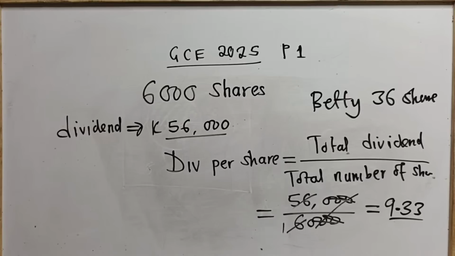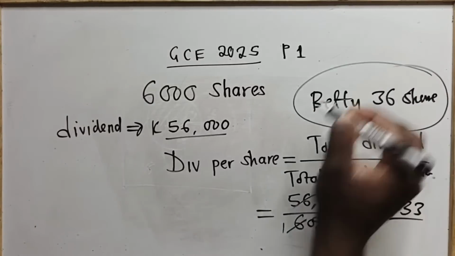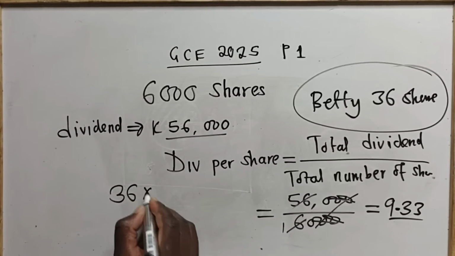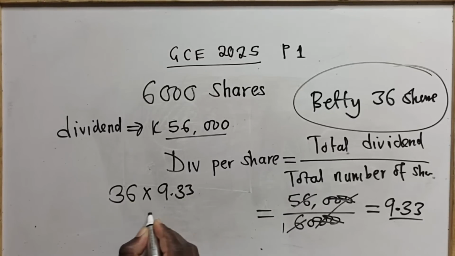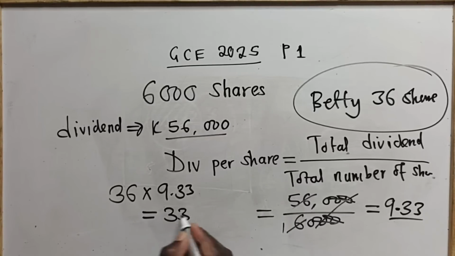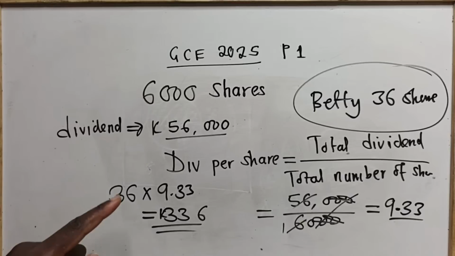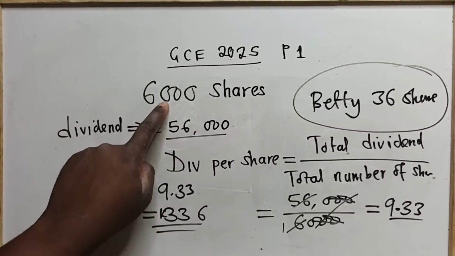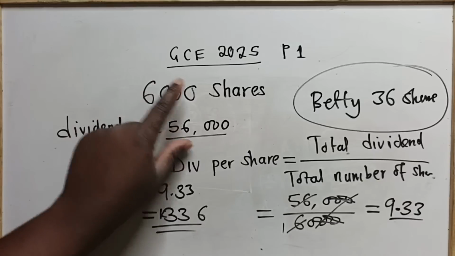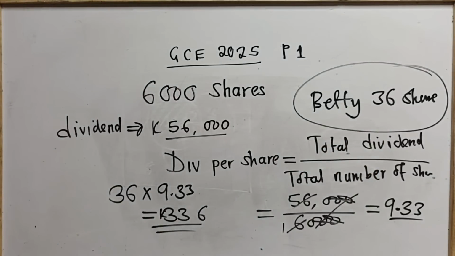After getting this 9.33, for us to find what Betty got, we take the number of shares which Betty had, which is 36, and multiply it by 9.33. This will give us 336 kwacha. So this is what Betty got. Is it clear on this one? Just know that you get the dividend, divide by the total number of shares, and multiply the answer by the number of shares that Betty got. Is it clear, everybody, so that we go to the next question? Let me know if it's clear.